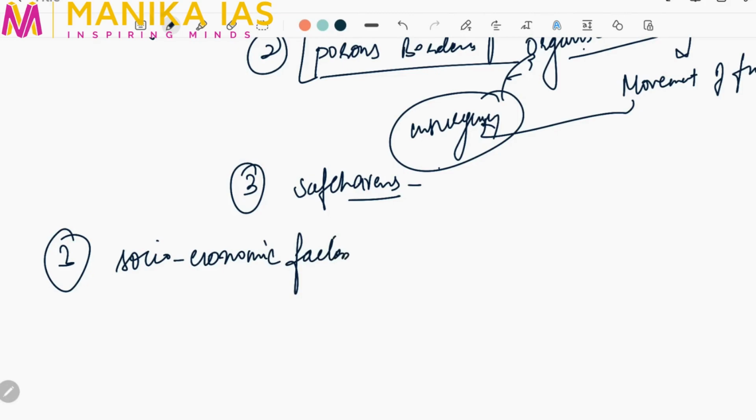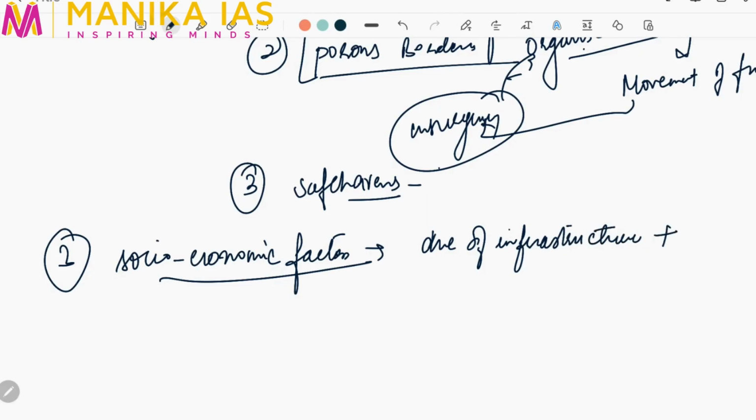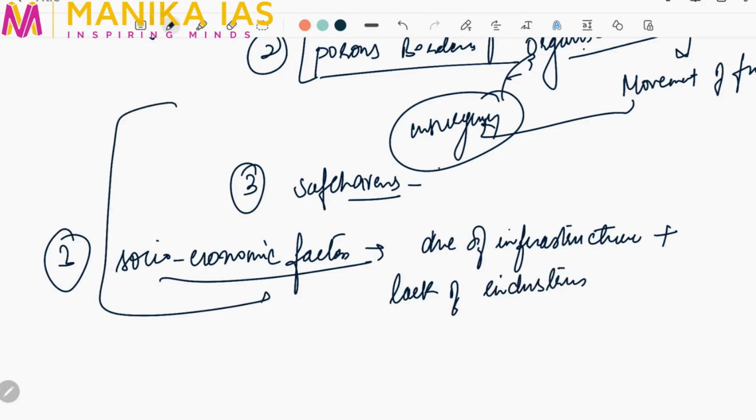The next issue is socio-economic factors. If you see the socio-economic factors, what is it like? The people in the Northeast are very literate. However, they do not have economic or job opportunities out there due to lack of infrastructure plus lack of industries, which is again due to geography. The terrain itself is so difficult that it is very difficult to build infrastructure as well as industries out there.